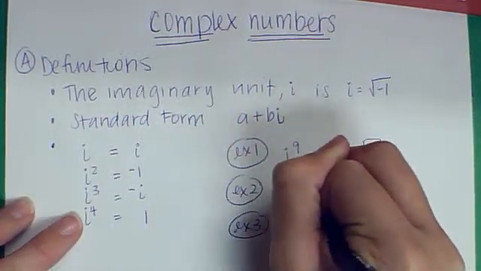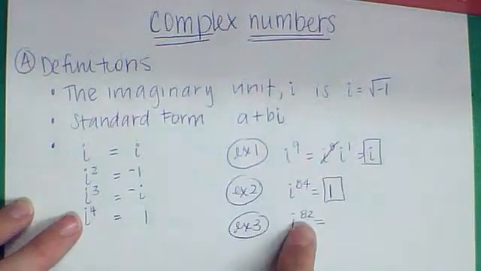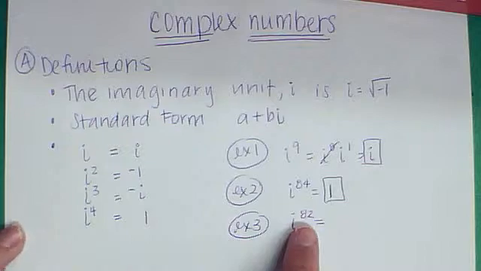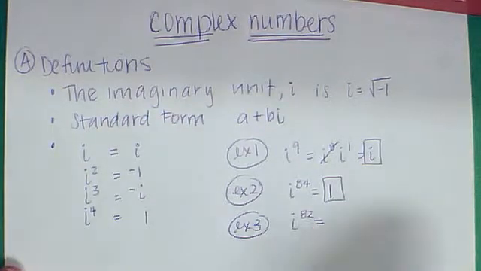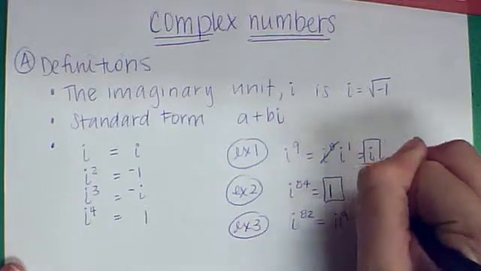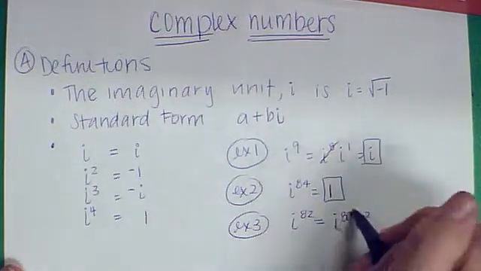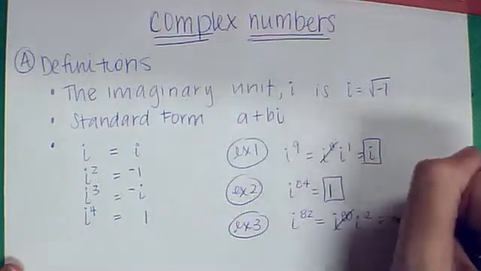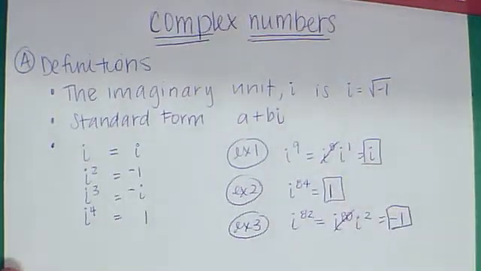What is I to the 82nd? Well, we know that 4 doesn't go into 82. We know that 4 doesn't go into 81. We'll check, does 4 go into 80? Yes, it does. So I can take out the 80, put what's remaining, which is I squared. 80 is divisible by 4, so that part goes away. And I squared is equal to -1. So my answer is -1.